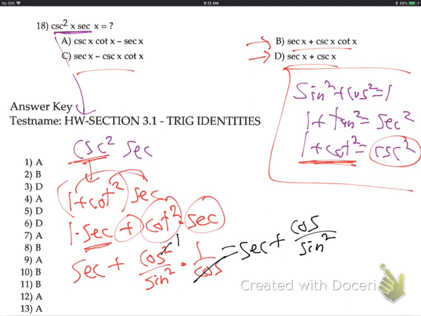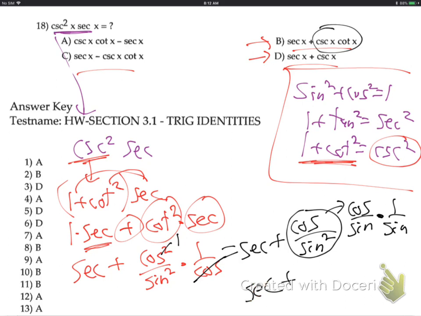And remember what you do with this guy? You make it cosine over sine times 1 over sine. You separate them back out. Why? Because I'm trying to match that. And that's it. It's cotangent cosecant, B it is. Everybody seeing that? We're done. It's a little better. Thanks, Destiny. A little easier way to go. So there's number 18. I better move on.